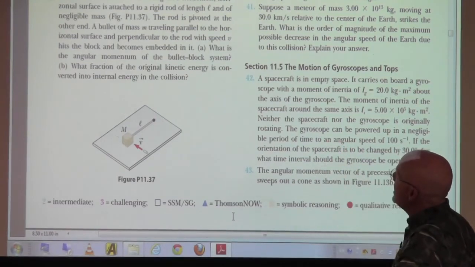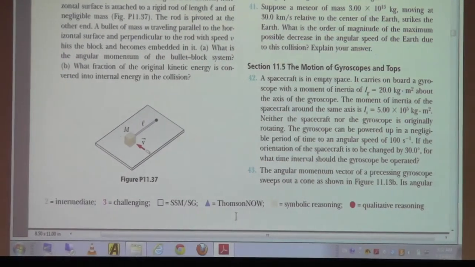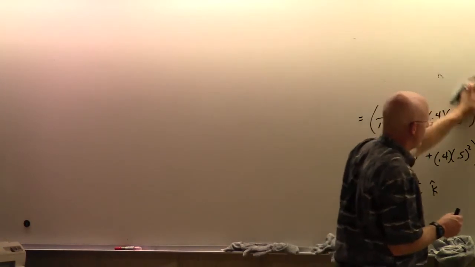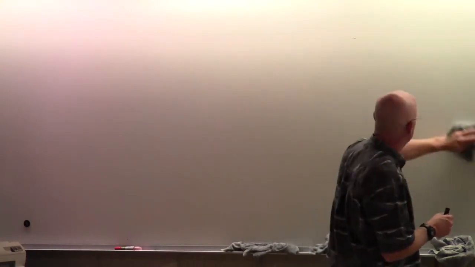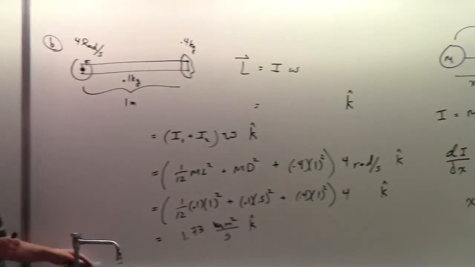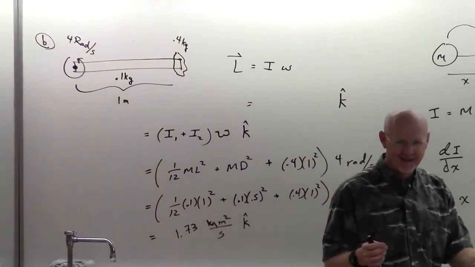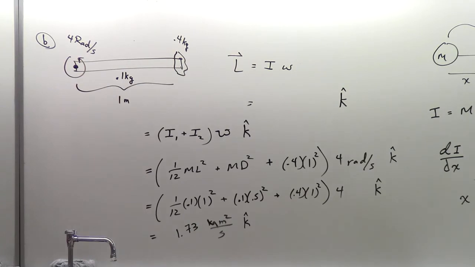Because part A says, what is the angular momentum of the block-bullet system? All right, now it says the two together. You know what it doesn't say? It doesn't say before or after the bullet gets embedded. Well, before wouldn't make any sense because it's going in a straight line, and things that go in a straight line don't have any angular momentum, right? No. Why did the author not even ask before versus after?